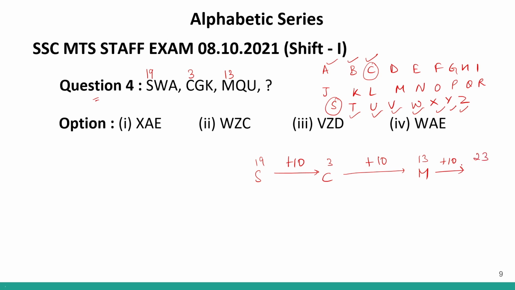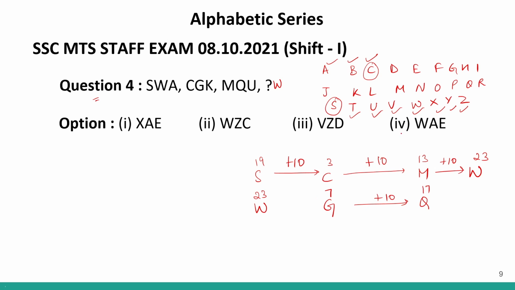And at 23 position, which alphabet is there? We have W. Correct? So my first will be W. Okay. Coming to the next one. Next one is W, G and Q. So W is what position? 23. We found out. G is what position? G is 7. And Q is what position? Q is basically 17. So here we have plus 10.